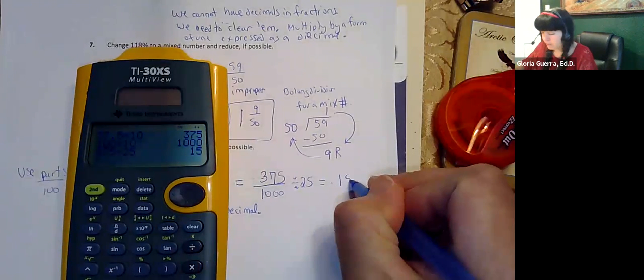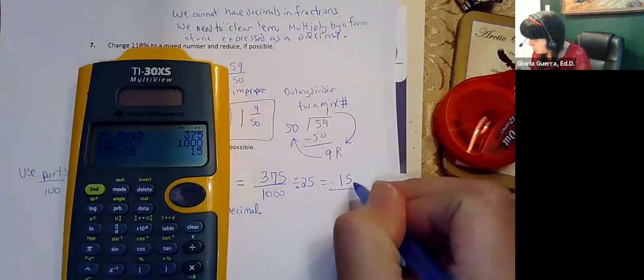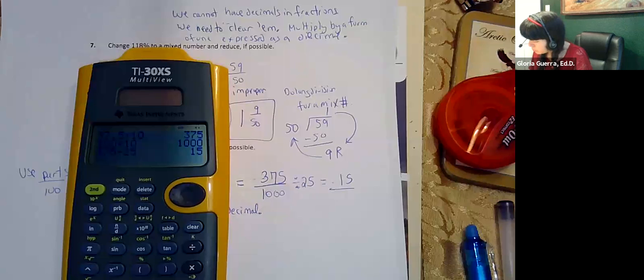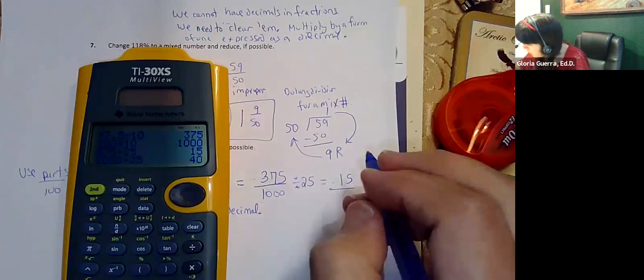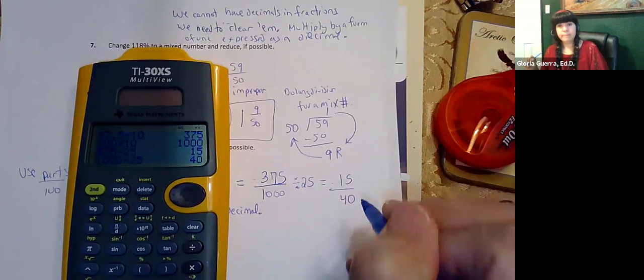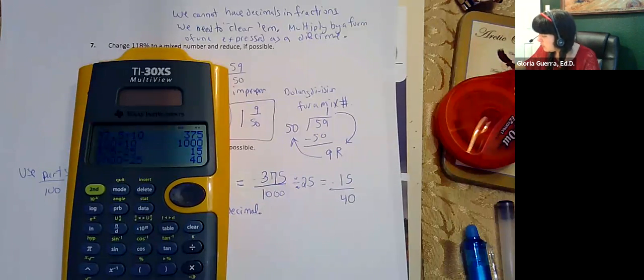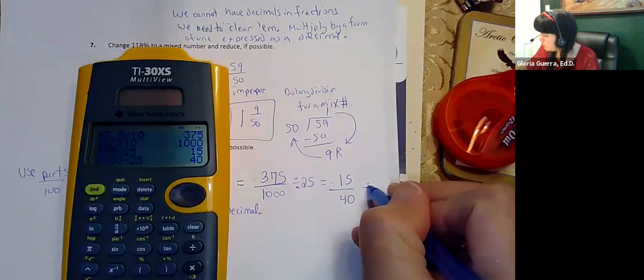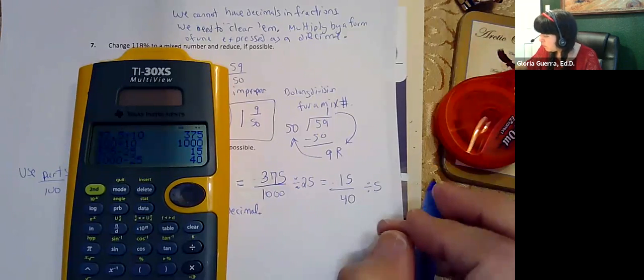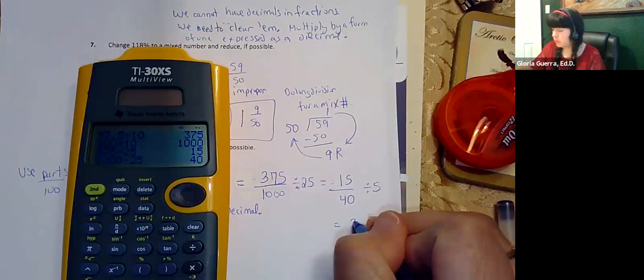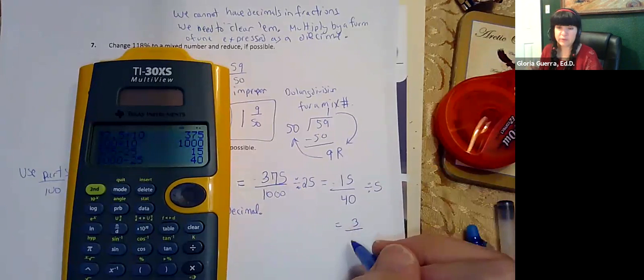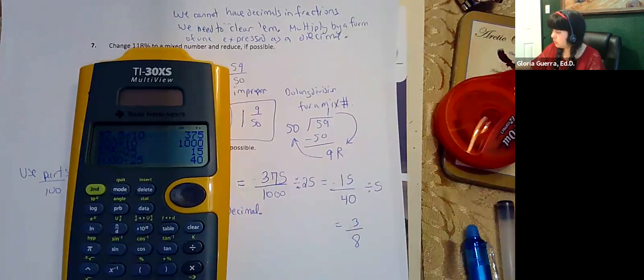So it goes on top, and on the bottom, 1,000 divided by 25 is equal to 40. And that can be reduced again by 5. 15 divided by 5 is 3. 40 divided by 5 is 8. So that gives us 3/8.